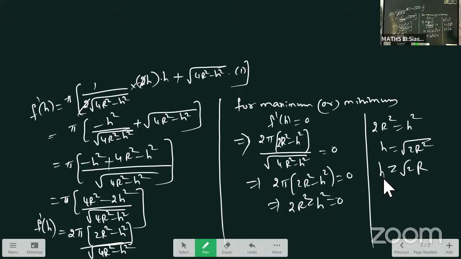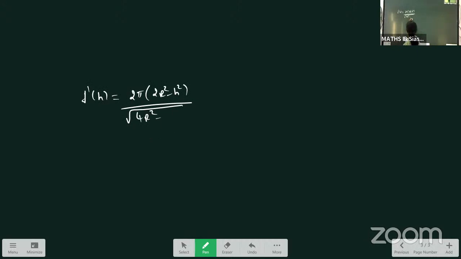But we have to prove this is the maximum height. For finding maximum, what do we require? F double dash of h we require. So f dash of h we have, right? So find out f double dash of h. Now, f dash of h is equal to what we have? So this is the value: 2 pi into 2r square minus h square by under root of 4r square minus h square. This value we are going to differentiate.